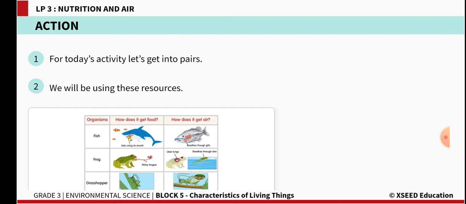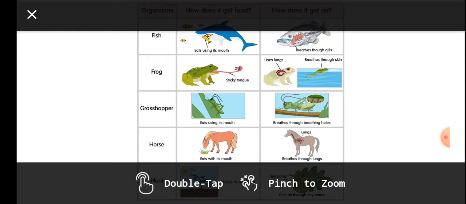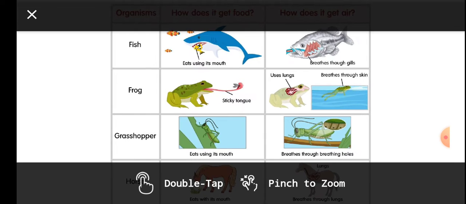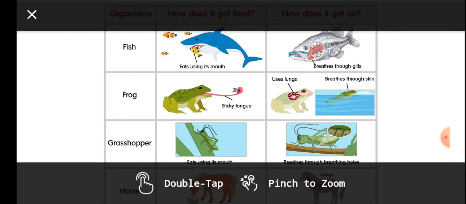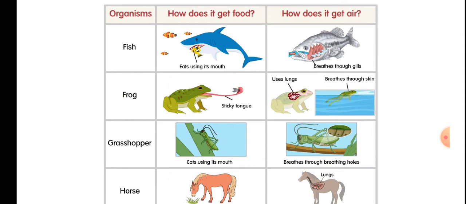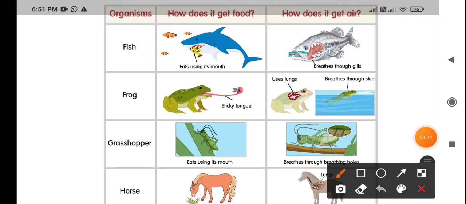Before going to the lesson, we'll do one small fun activity. You need your notebook and pencil, and write down these animals. Look at the picture and see what organs are helping them to breathe air and to eat food. Note down in your notebook, make a table with columns: write the animal name, what they are using for eating food, and what they are using to get their air. You just go through the picture and note down in your notebook, children.